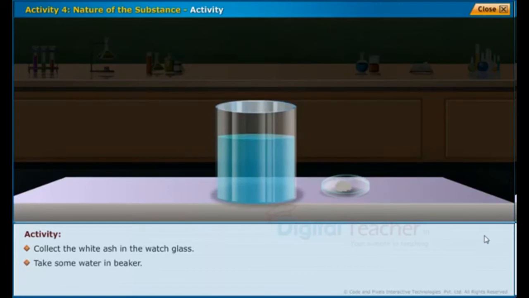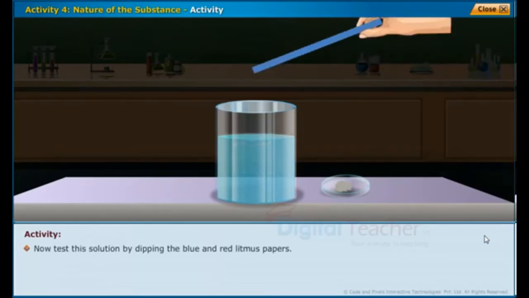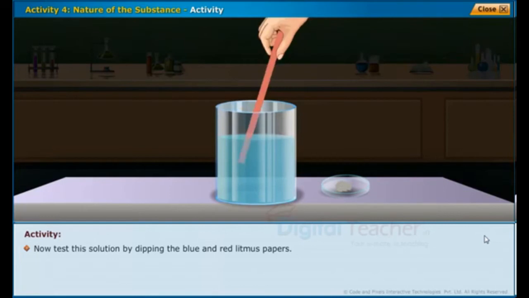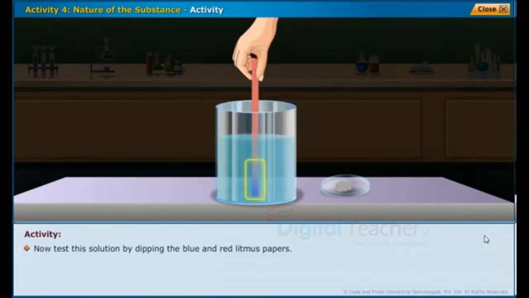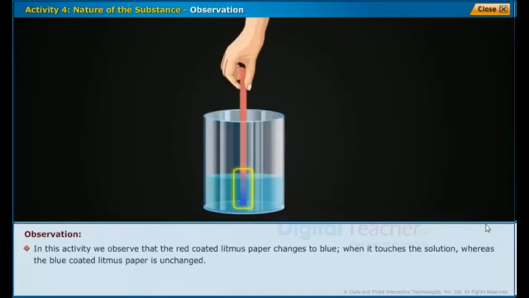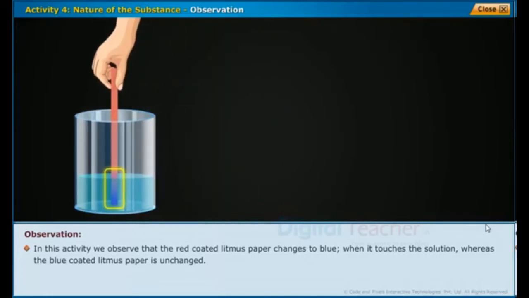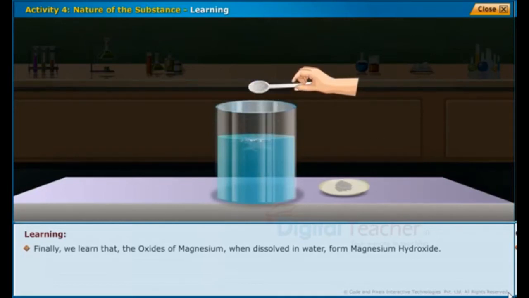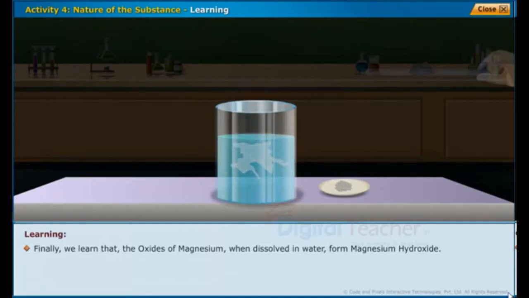Take some water in a beaker. Dissolve the white ash in it. Now, test this solution by dipping the blue and red litmus papers. Observe the changes in the color of litmus papers. In this activity, we observe that the red-coated litmus paper changes to blue when it touches the solution, whereas the blue-coated litmus paper is unchanged. Finally, we learned that the oxides of magnesium when dissolved in water form magnesium hydroxide.